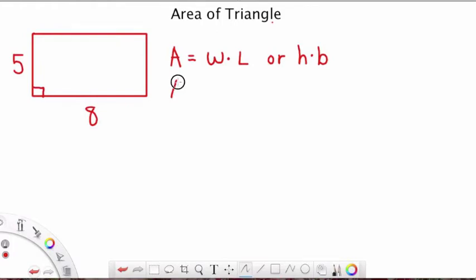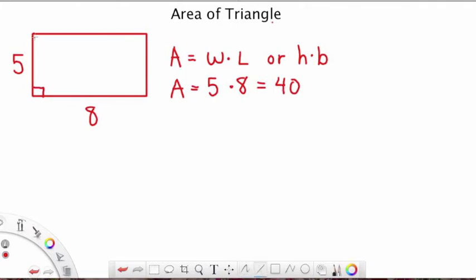Now the area is equal to the height, which is 5, times the length of the base, which is 8, and that would be equal to 40. Okay, 40 square units. We're not quite sure what units. It could be inches, centimeters, feet, doesn't really matter, but we have 40 square units.